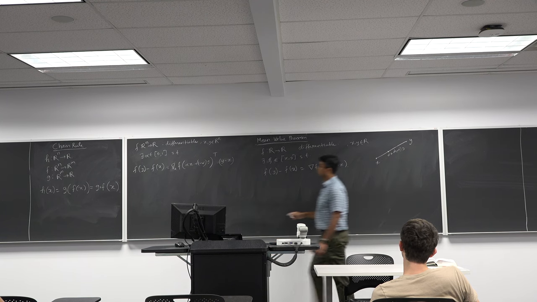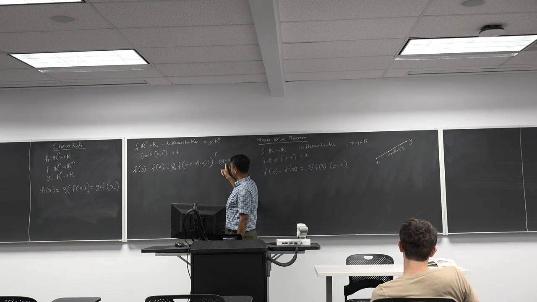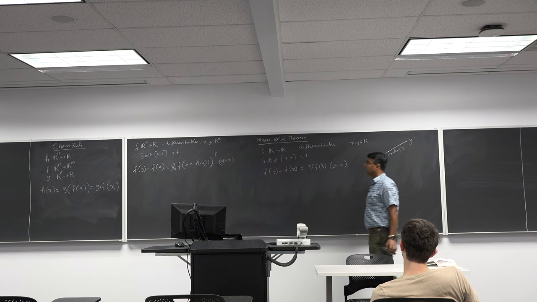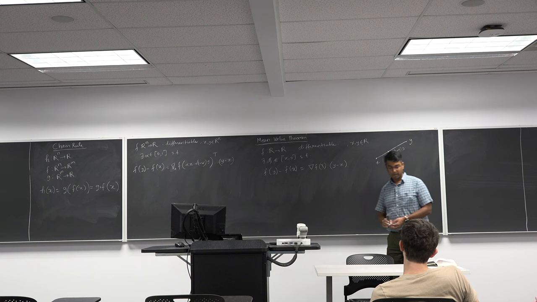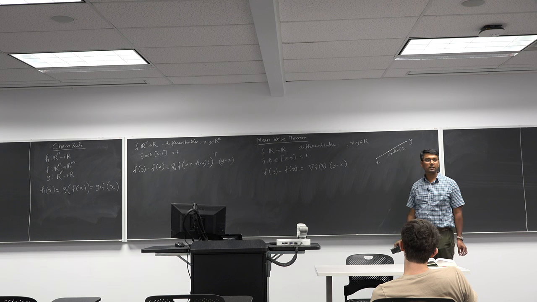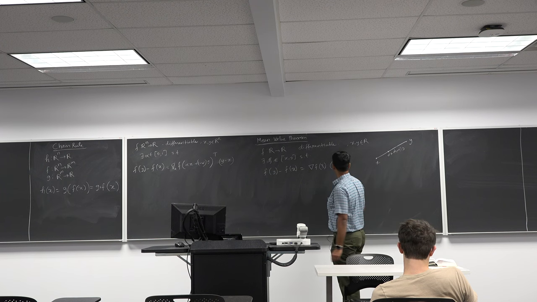This side is a scalar. This is an n-dimensional vector, this is an n-dimensional vector, and we take an inner product between the two vectors, and we get the scalar that we are looking for. So that's the mean value theorem. Any questions on this? No? Then we'll talk about Taylor series expansion.